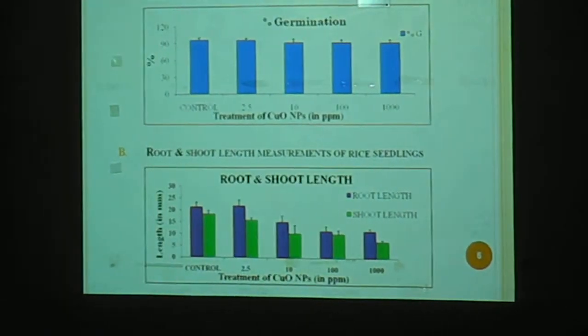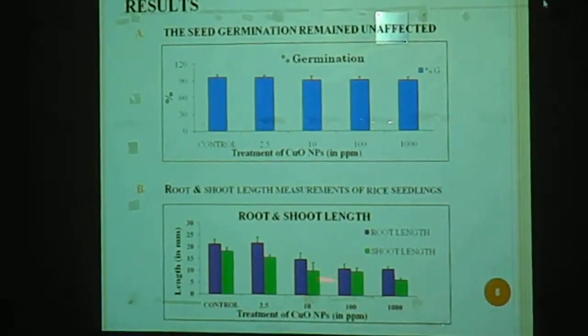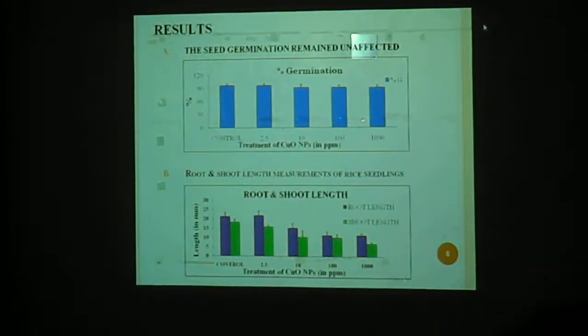Next. Okay, in the results we have seen that the germination rate was not much affected. As you can see here, it is almost the same when compared to the other treatments. The root and shoot length was seen to decrease with increasing concentration.